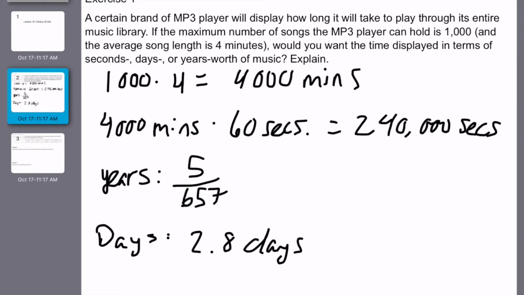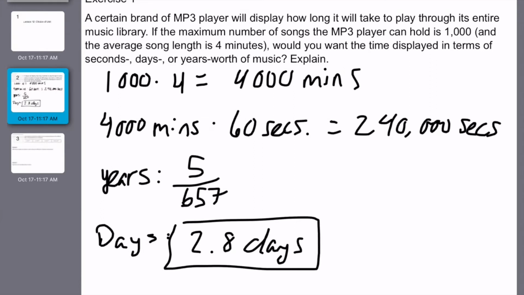Now, I think we all can agree that it's a little bit easier to understand that I have almost 3 days worth of music on this MP3 player instead of 240,000. That doesn't really make much sense. It's not really appropriate for the context, and 5 over 57 is definitely not appropriate. So in this case, our appropriate unit would be days.